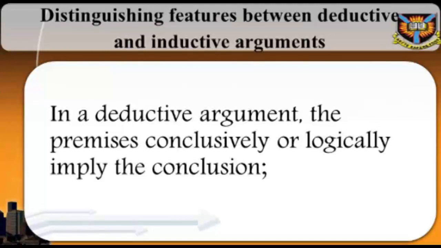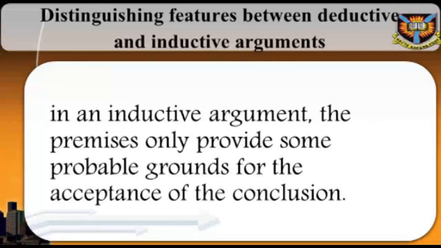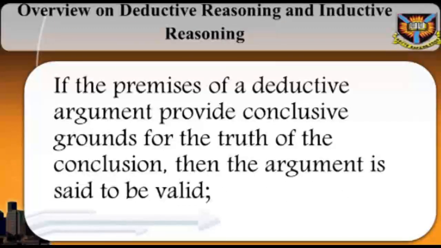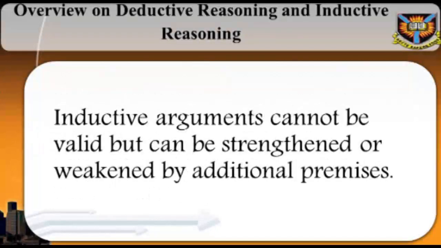These features can be summarized below. 1. In a deductive argument, the premises conclusively or logically imply the conclusion. In an inductive argument, the premises only provide some probable grounds for the acceptance of the conclusion. 2. If the premises of a deductive argument provide conclusive grounds for the truth of the conclusion, then the argument is said to be valid.